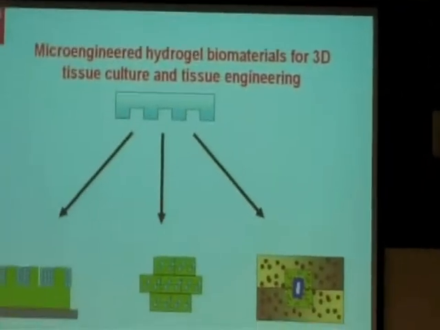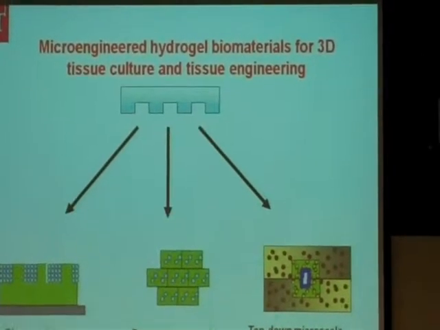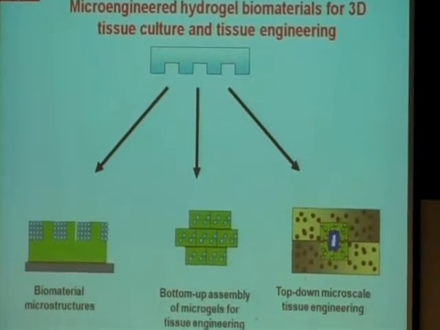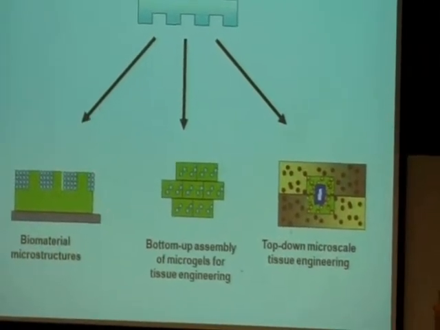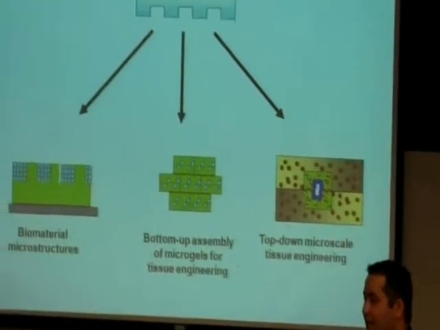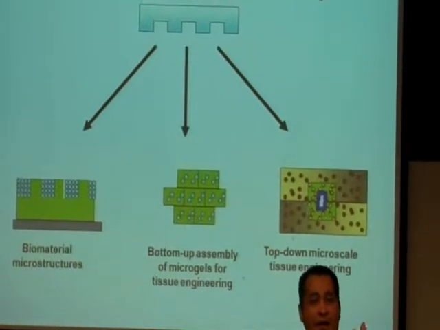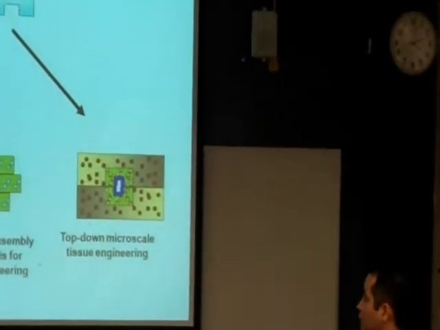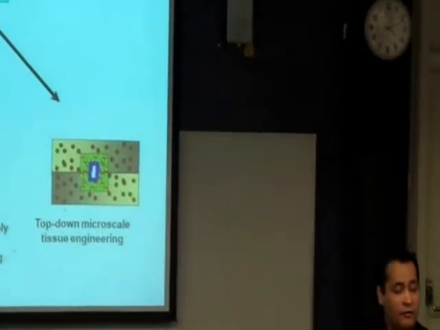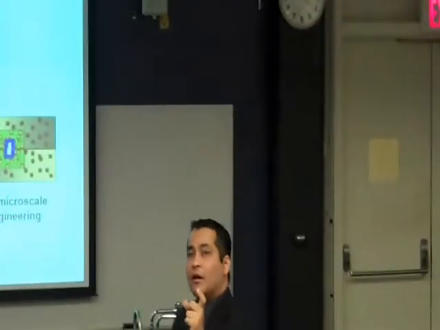So first I'm going to talk about how we can try to regulate stem cells by using these microfabricated systems, and in a very simple way of trying to control stem cell aggregate formation. Then I'm going to talk about 2 different ways where we try to generate architecture of tissues in 2 different processes.